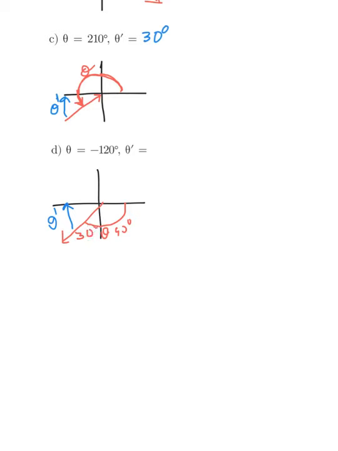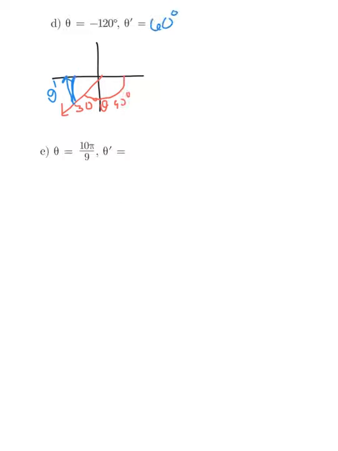So when we get into the third quadrant, we used 30 degrees of it. So what does that leave in this space to be a total of 90? It leaves 60 degrees. So our theta prime is 60 degrees.